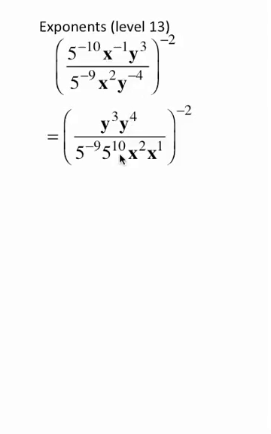Okay, remember when you move these powers, either up or down, they switch signs. The exponents switch signs. So on the top, I have y to the 3 times y to the 4. Add the exponents, that's going to give me y to the 7. My 5 to the negative 9 times 5 to the 10 is going to be 5 to the 1. And then my x to the 2 times x to the 1 is going to be x to the 3. So I've totally simplified everything inside the brackets, and that's all raised to the negative 2.